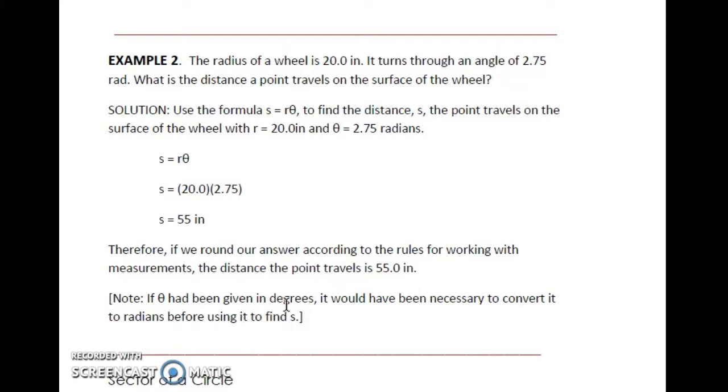Note, if theta had been given in degrees instead of radians, it would have been necessary to convert it to radians before using it to find S. So theta, keep in mind, has to be in radians when you're using this formula for calculating distance. So if we had been given a degree measure for our angle, we would have had to convert it to radians first, then use this formula to find the distance.